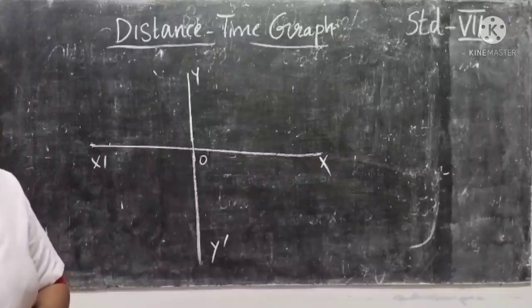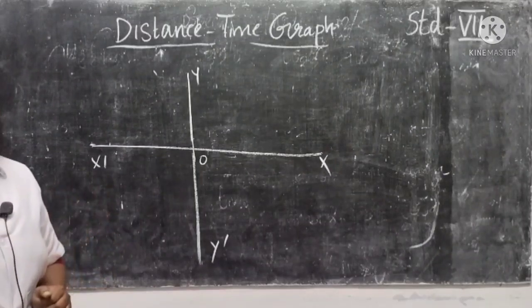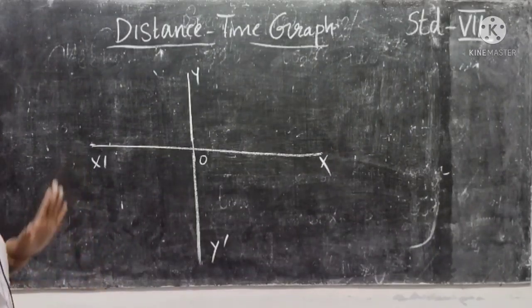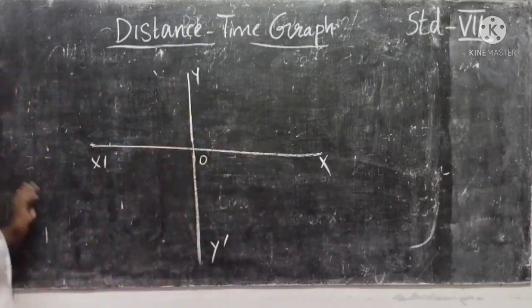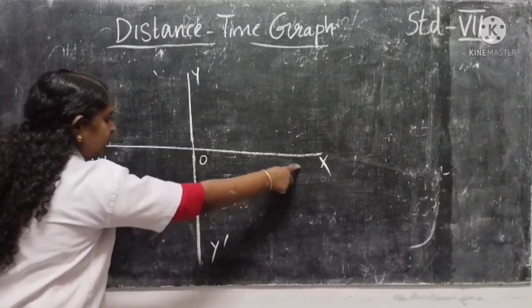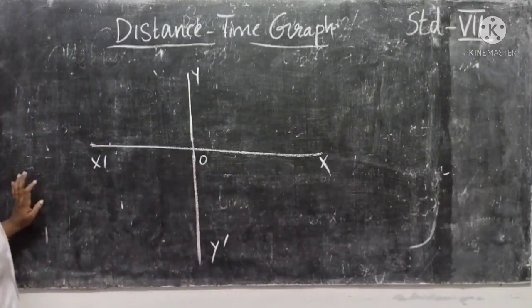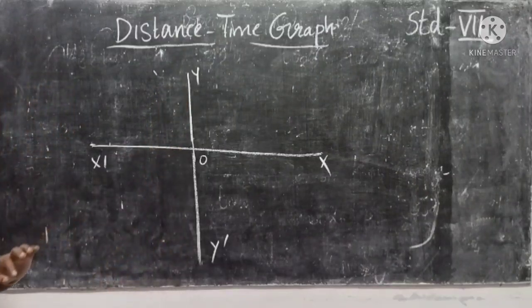How to draw a distance-time graph on graph paper? Take a sheet of graph paper and draw two perpendicular lines, that is, one horizontal line and one vertical line. The horizontal line can be indicated as X or X dash, and the vertical line can be indicated as Y or Y dash.